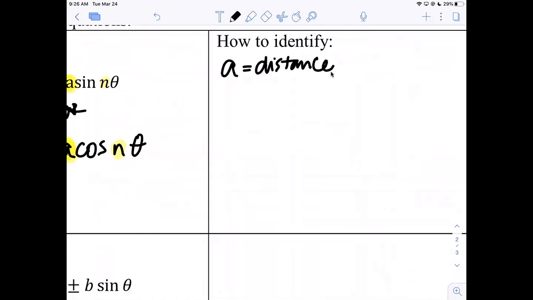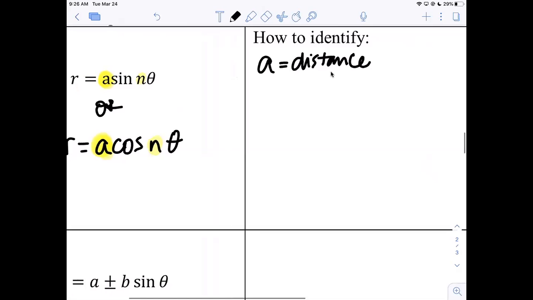It's like when we did those sine cosine graphs, and A was like how far away it was from the axis. So it was kind of a distance thing, less of anything else. So N refers to number of petals. So it's a rose, so it's going to make a little flower shape. It's going to have petals.